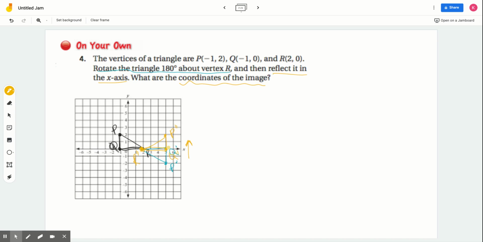What are the coordinates of the new image? So our double prime, our final image. So we have P double prime is at 5, 2. Left and right first, then up and down. Q double prime is at 5, 0. 5 to the right, didn't go up and down at all. R double prime is at 2, 0. These are the ordered pairs or the coordinates of the final image.